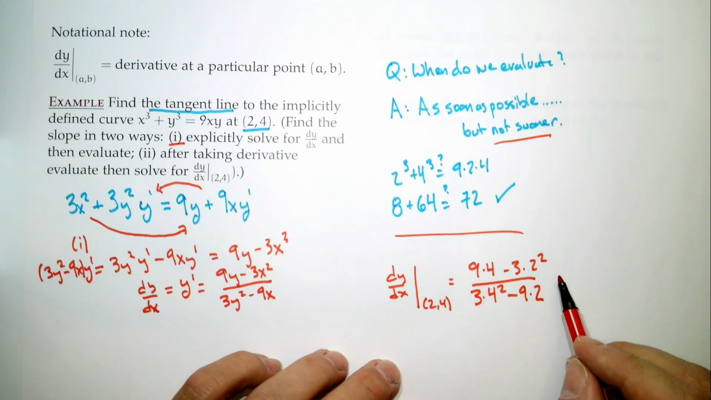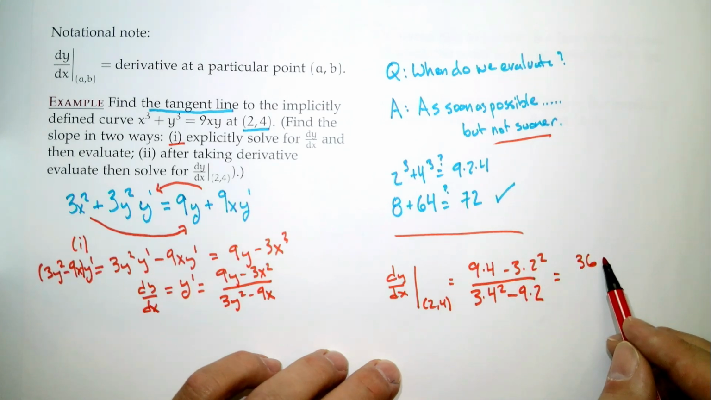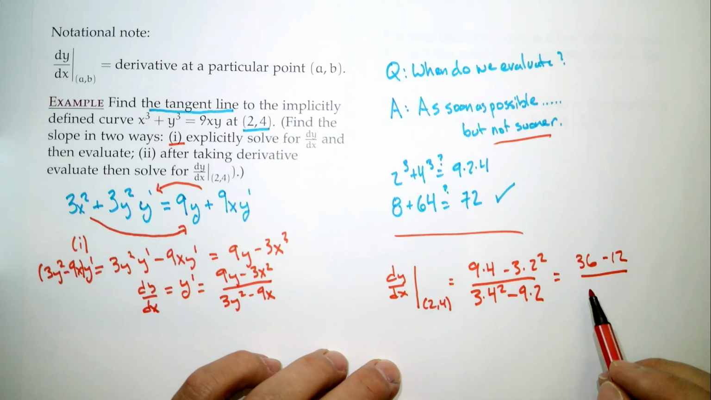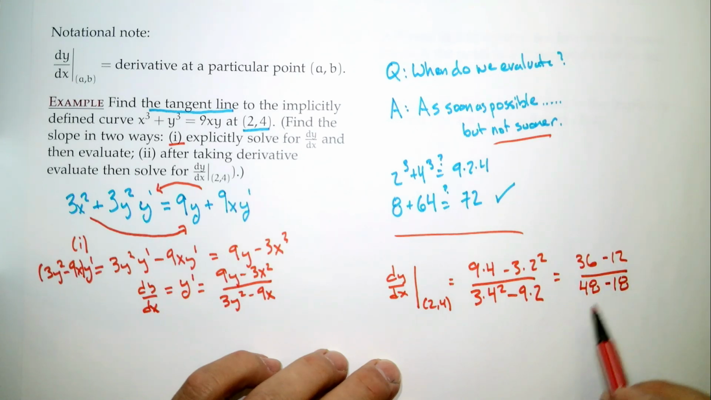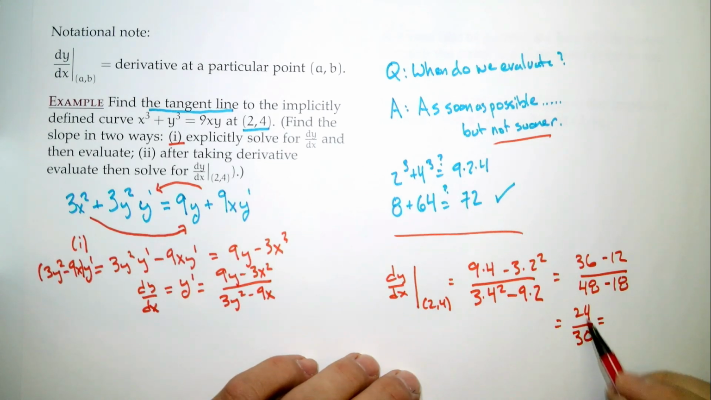9 times 4? 36. 3 times 4? 12. 3 times 16? 48. 9 times 2? 18. 36 minus 12? 24. 48 minus 18? 30. And can you simplify 24 over 30? Yeah, what do you get? They both have 6, so you end up with 4/5.